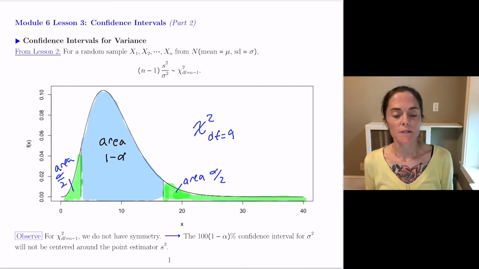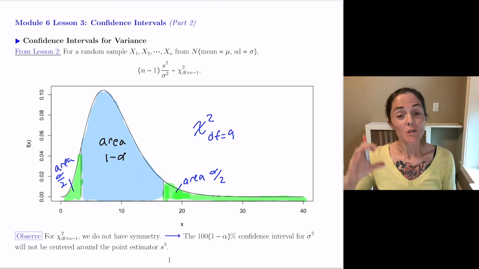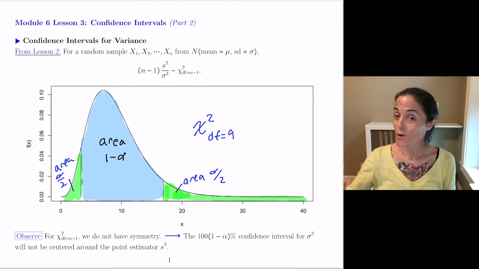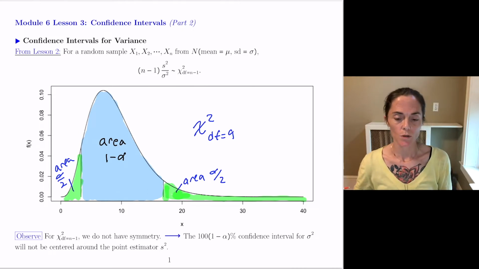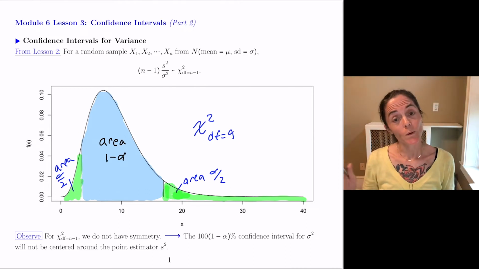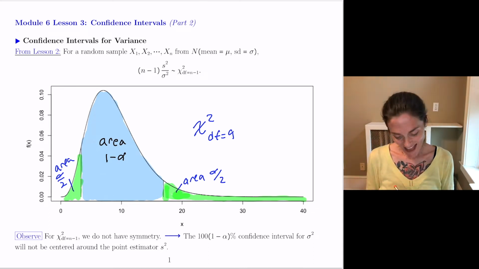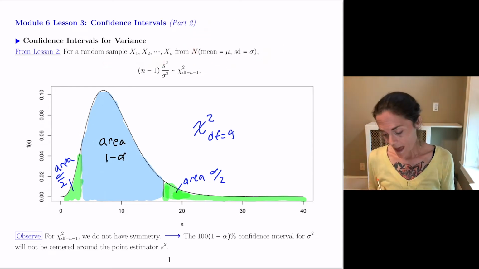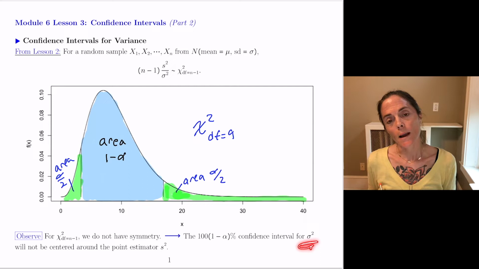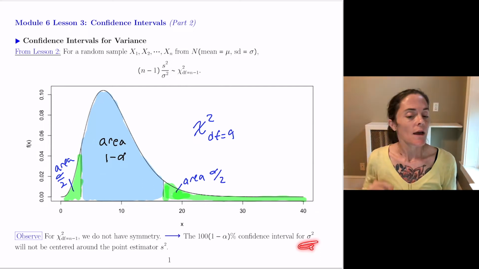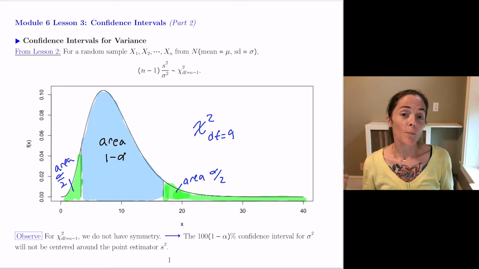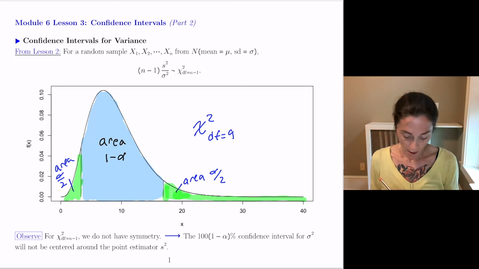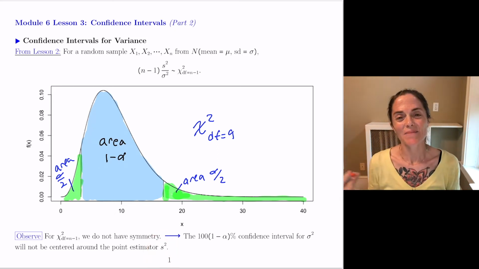Now, the thing to observe is we do not have the symmetry for this distribution that we have with the normal distribution or the t-distribution. And so unlike when we were doing confidence intervals for population means, when we had a random sample from the normal distribution, when we make confidence intervals for population variance, this will not be centered around our point estimator of the variance. And our point estimator is the sample variance.